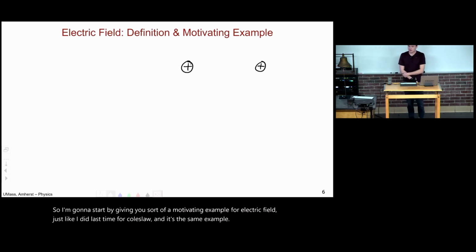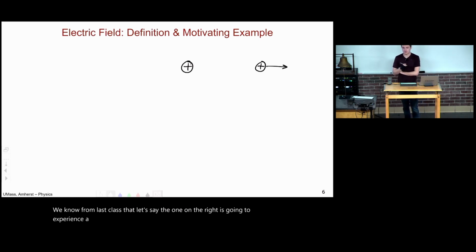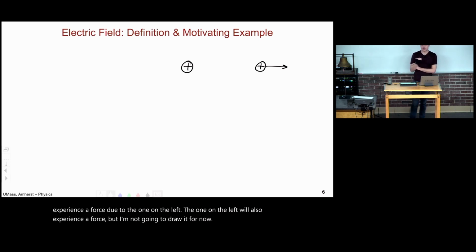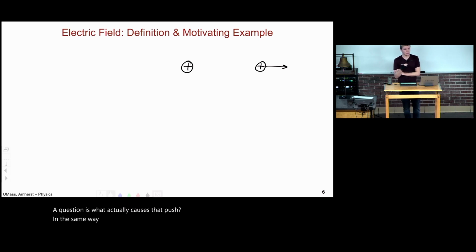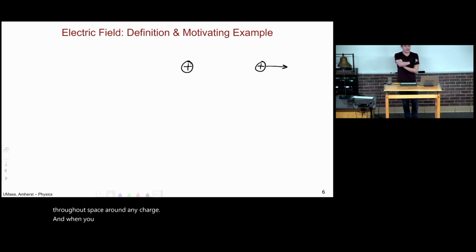If I have two protons near each other, we know from last class that, let's say, the one on the right is going to experience a force due to the one on the left. The one on the left will also experience a force, but I'm not going to draw it for now. The question is, what actually causes that push? In the same way that for gravity, you don't really know what causes the pull of gravity, the answer is kind of watery. It's that there's a field that exists throughout space around any charge. And when you put another charge into that field, it's going to feel a push.